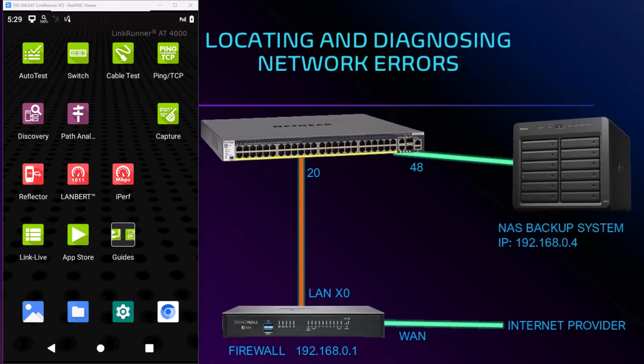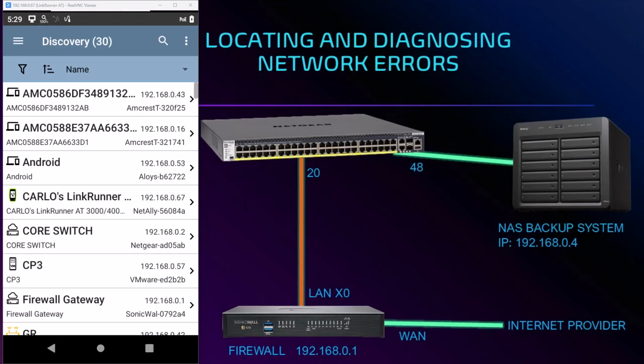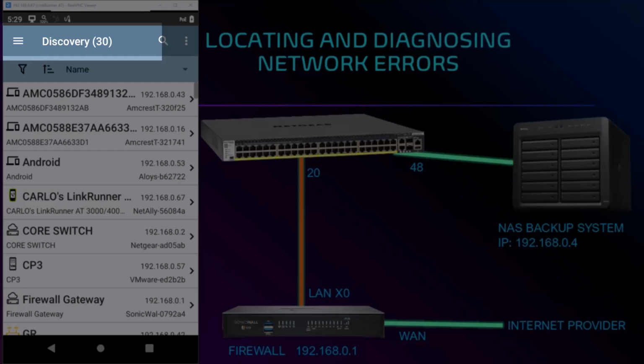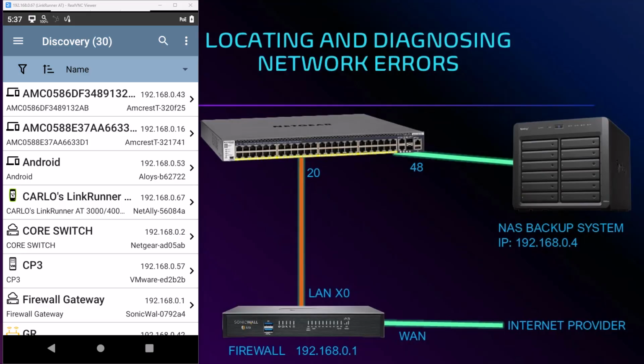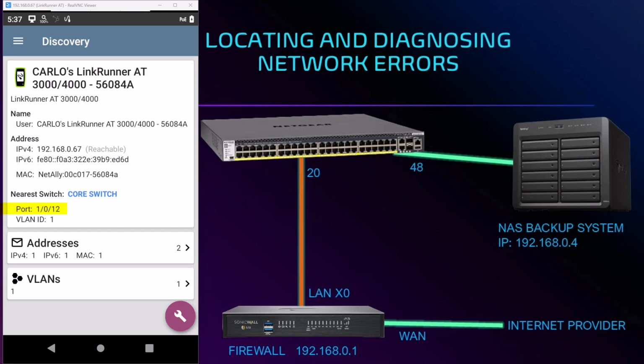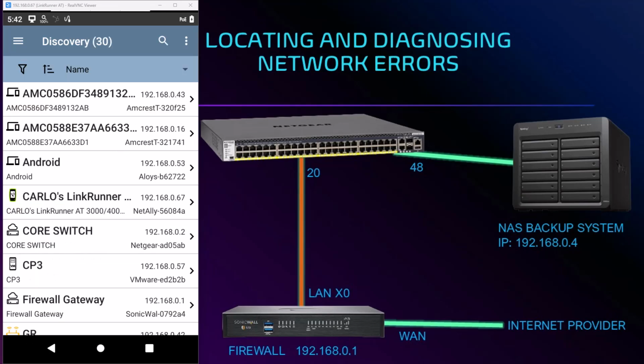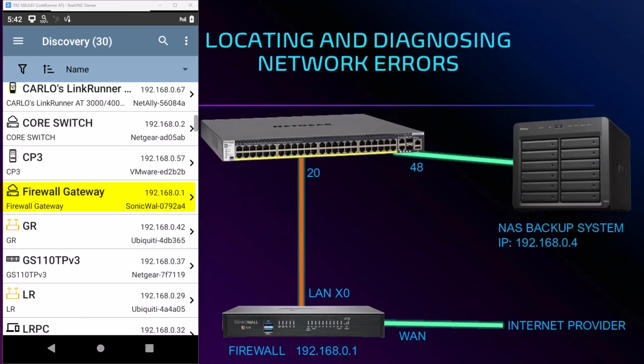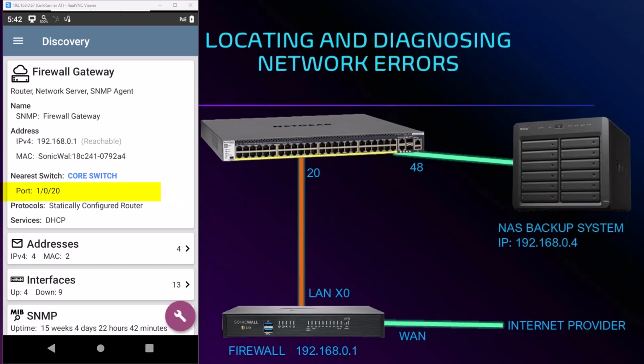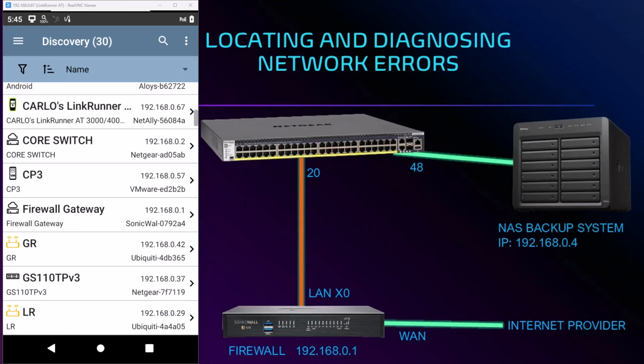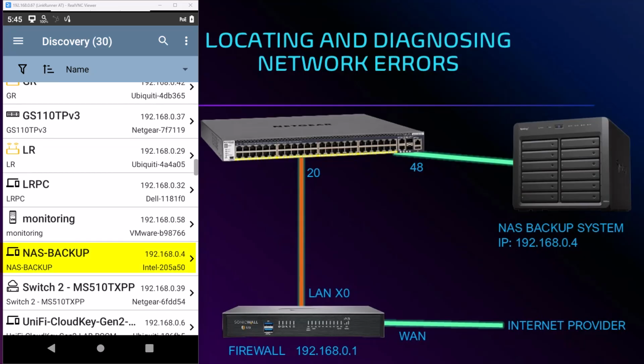We initiate this by tapping on the Discovery button. We can see here that the network discovery found 30 devices on this network. From the discovery screen, we can tap on our LinkRunner device to confirm that we are connected to port 12. Moving back to the discovery screen, we can also confirm the firewall is connected to port 20 on the switch. We can also confirm that the network attached backup system is connected on port 48.